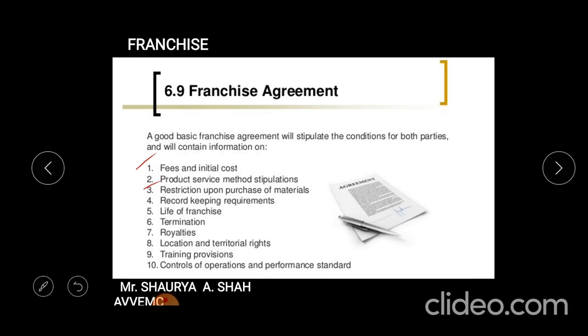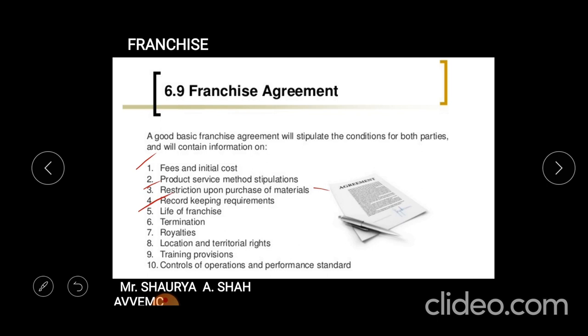Third is your restriction upon purchase of material. Many a times it will take place that franchisees do their purchasing on their own and they mix the products along with other quality material. So in that case, there is a chance that the product may deteriorate and our brand name can also be affected with that part. So there must be a condition in the agreement by the franchisor upon restriction for purchasing of material. Record keeping requirements.